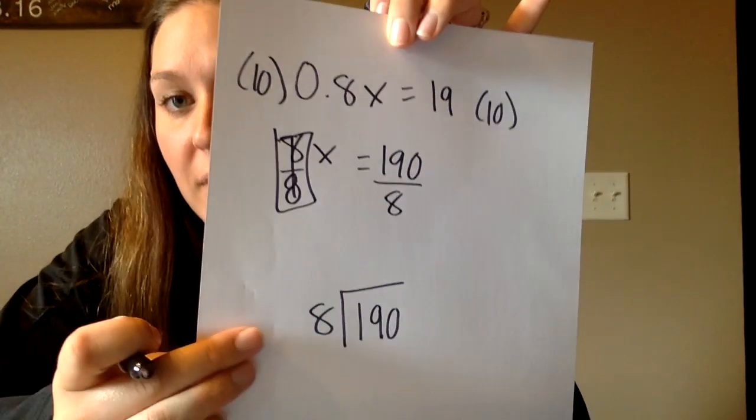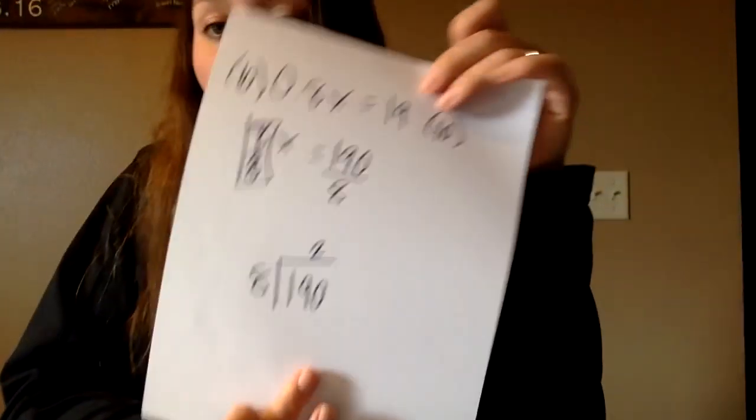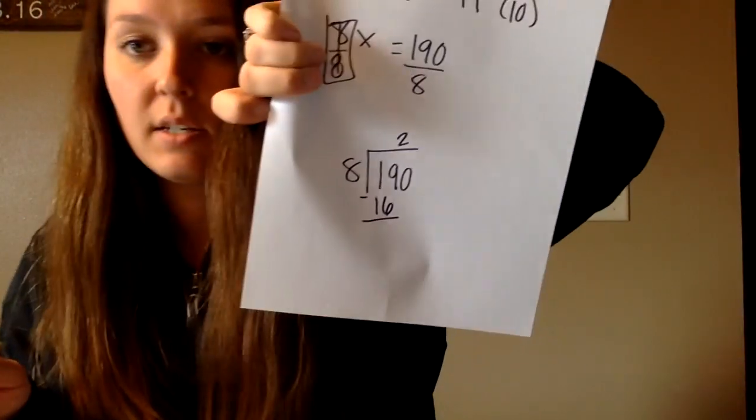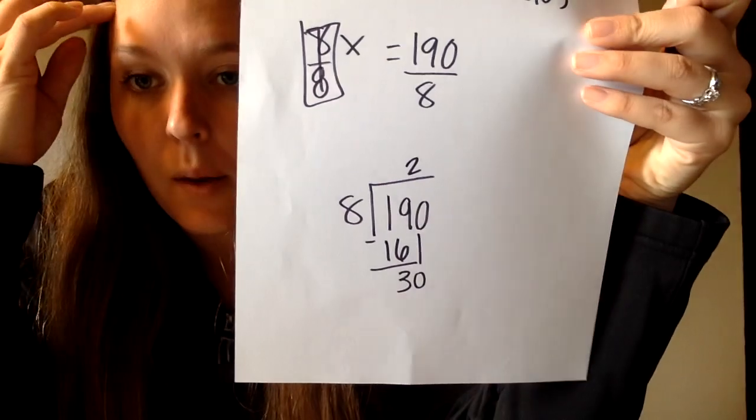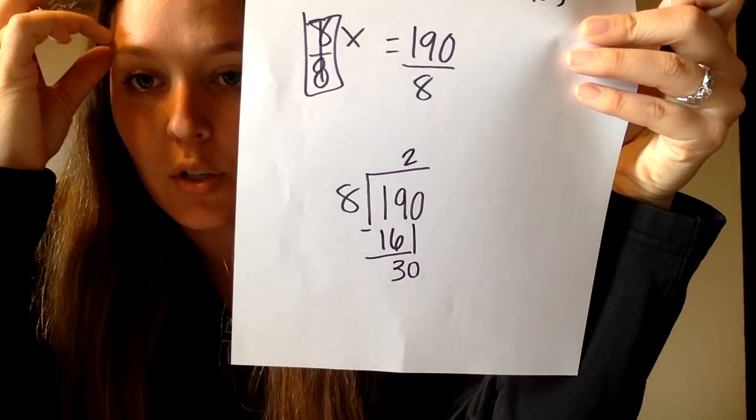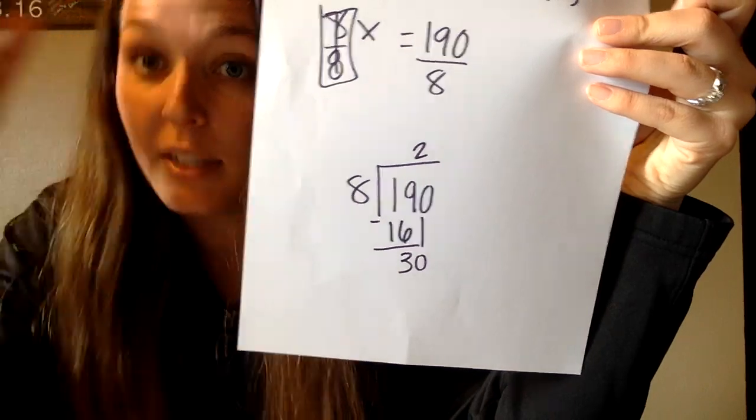We ask ourselves, how many times does 8 go into 19? And that answer is just 2. Then we multiply. 2 times 8 gives us 16. We subtract that, and then we have 3 left over. Then we bring down the 0. So we're at this point. How many times does 8 go into 30? That is 3.